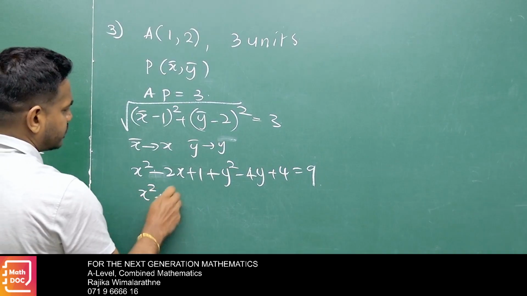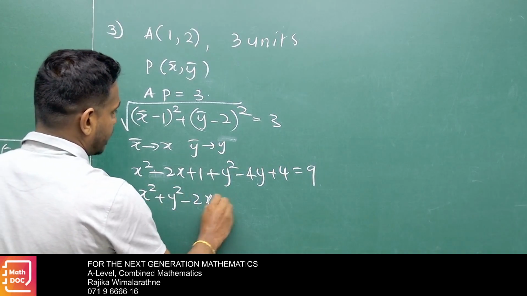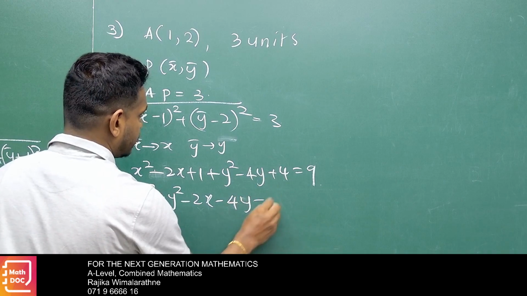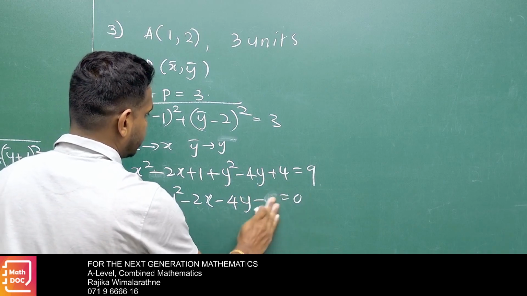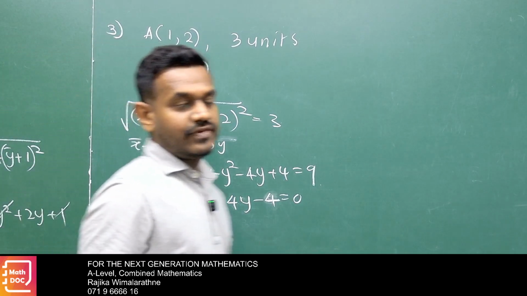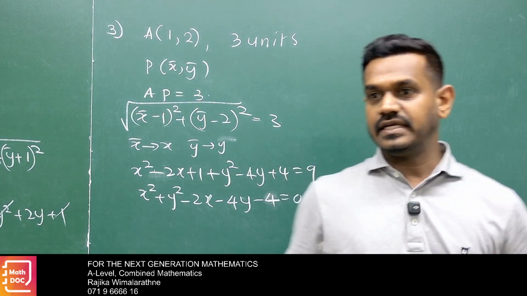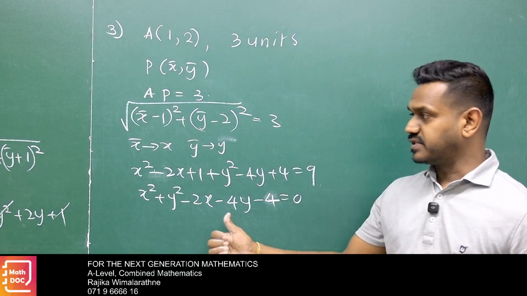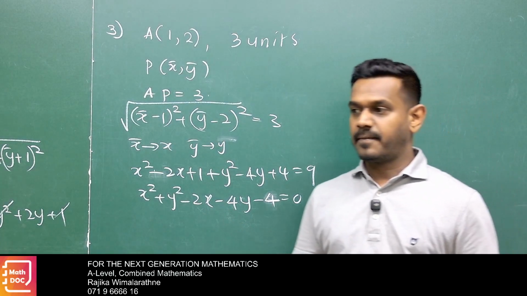Then x squared plus y square minus 2x minus 4y minus 4 equals 0, no? Here the locus. So anyway, later we need to identify different forms of the locus. Here the locus now. Okay.